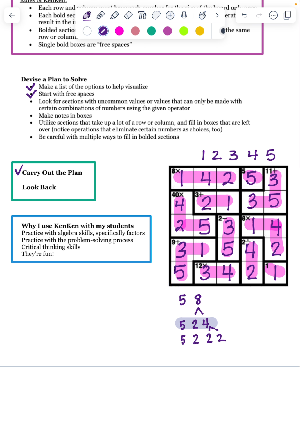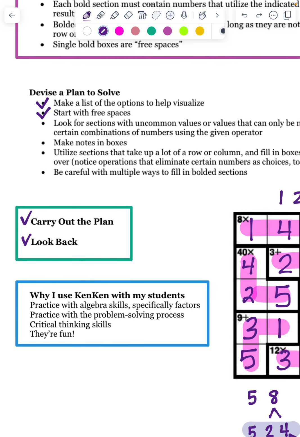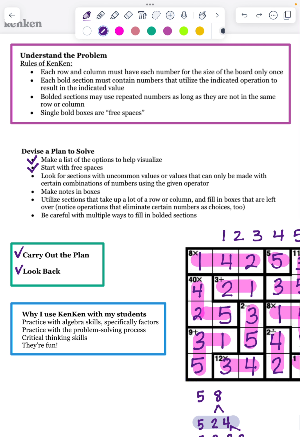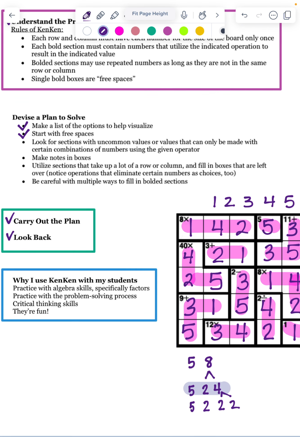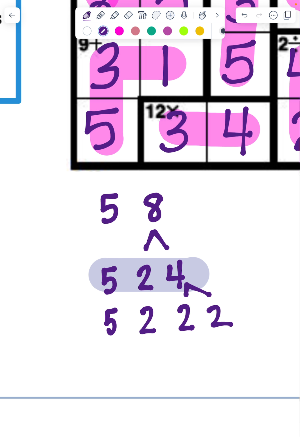So what I wanted to show here with this puzzle is how we can use this to practice the problem solving steps, but I also wanted to show and talk about why I use these with my students. These puzzles are amazing for practicing algebra skills, specifically factors. As you can see here when I was doing the times 40 section, they're great at breaking down numbers and seeing the factors of numbers, seeing how numbers are what they're made of, right?